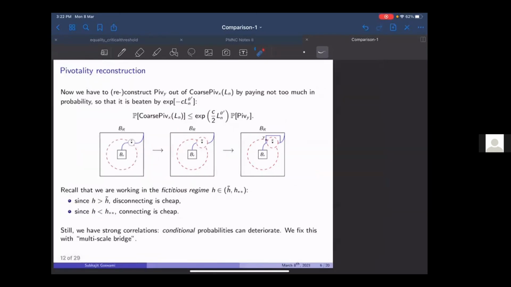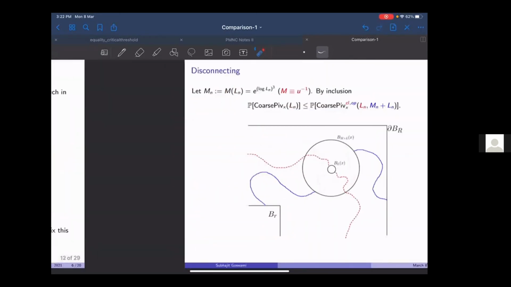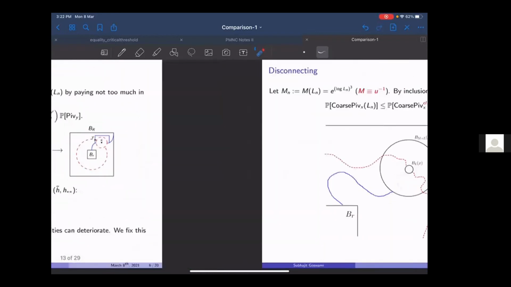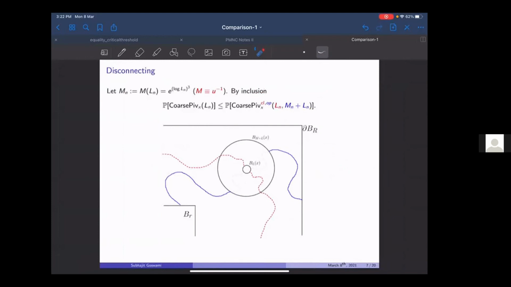For that, you need new gadgets. And to this end, let me present to you what is called the multi-scale bridge. Hopefully, I'll have time today, but if not, let me just tell you anyway what I'm going to do here. Okay, so the first step, constructing the dual surface, is easy.